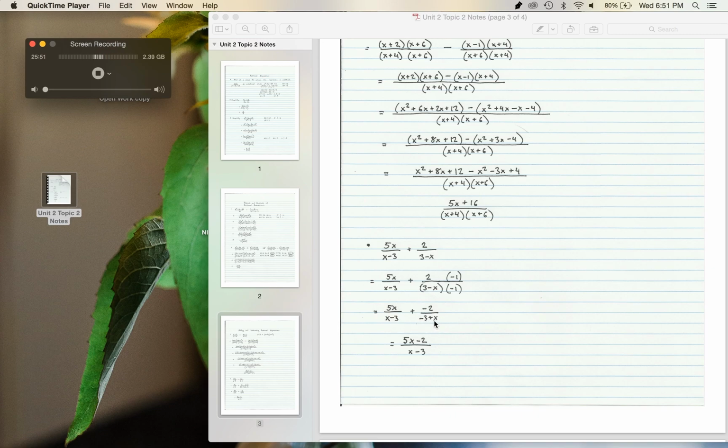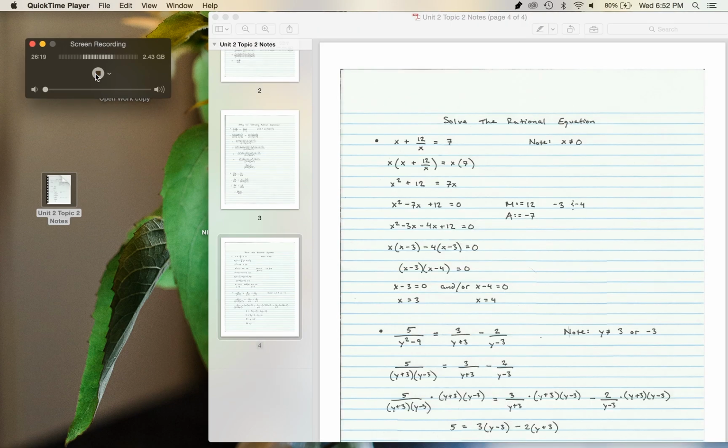Okay, so I have the same denominator. That means I can just add across the top. 5x plus -2 is the same as 5x minus 2. And my common denominator goes on the bottom, x minus 3. There's nothing else here that can be factored out or canceled, so we are done with our addition of these rational expressions.